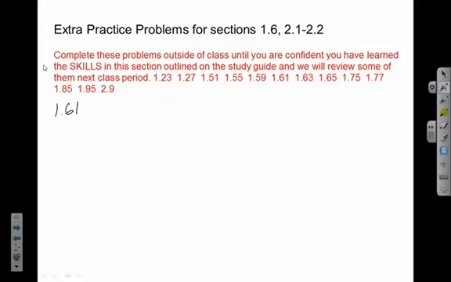All right, 1.61. We have information about the normal lead content in blood. It says it's 0.4 part per million. And they give us that with 2 sig figs.